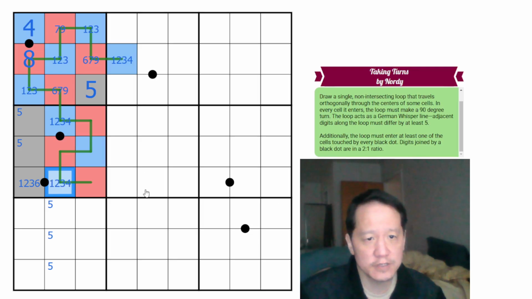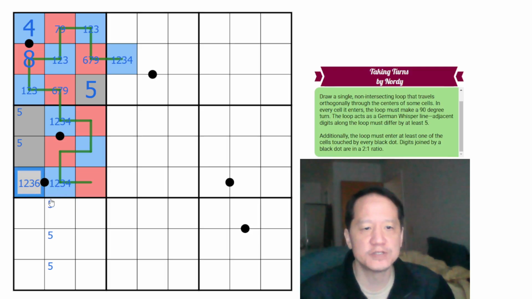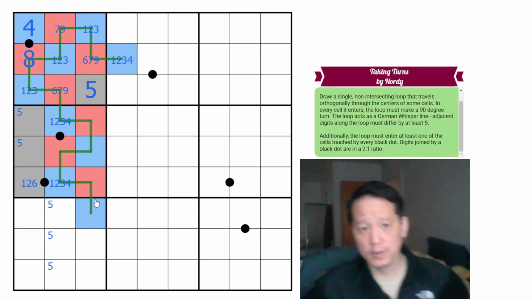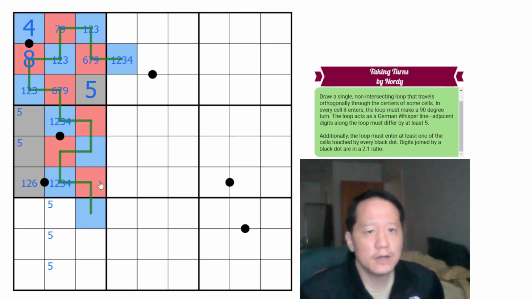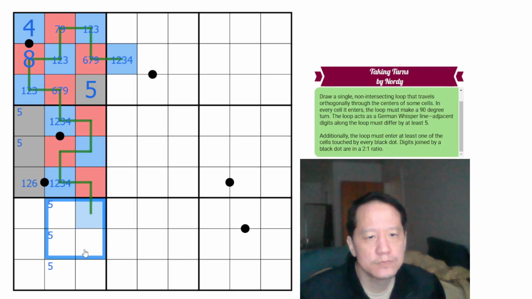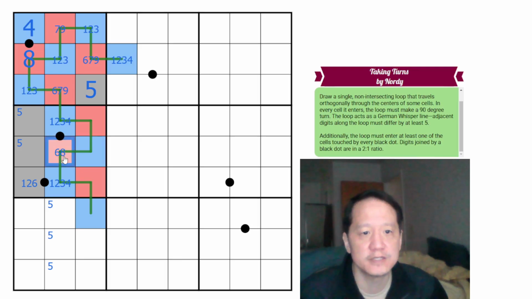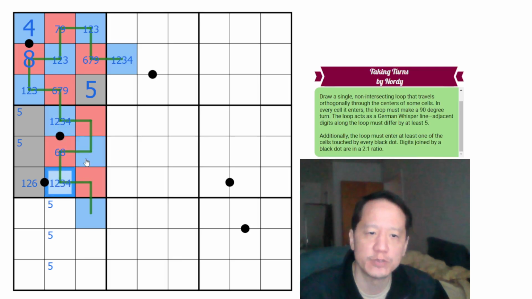So this can't be 6. This is 1, 2, 3, 4. That means this can't be 3. This has to turn, so it cannot go straight, so it has to turn here, which makes this a low. This is in a 1 to 2 ratio, so it has to be high, so this has to be specifically 6 or 8, but 6 cannot be next to 2 unique digits on a German whisper line. Therefore, this must be 8, which forces this to be 4.